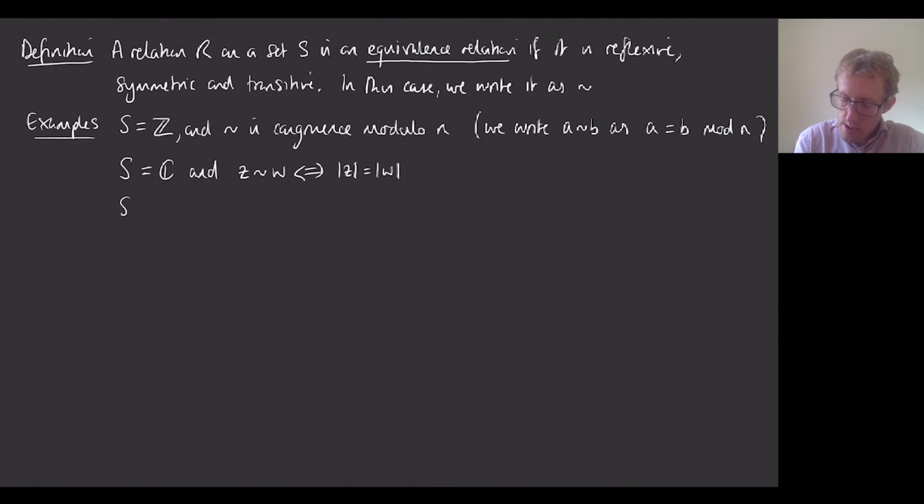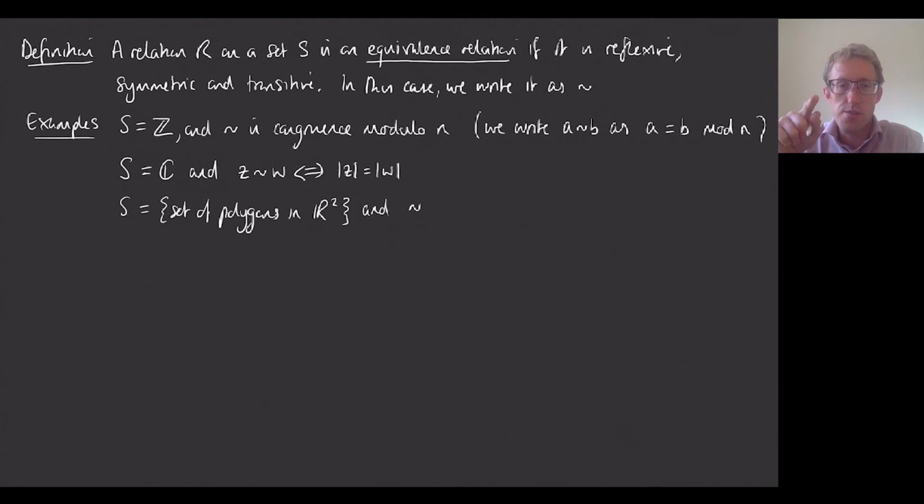If I took S to be the set of polygons in R2, then I could define an equivalence relation as two polygons being equivalent if they are congruent. So let's say the equivalence relation is in that case congruence, meaning that two polygons are equivalent if one of them can be translated and rotated into the other one.